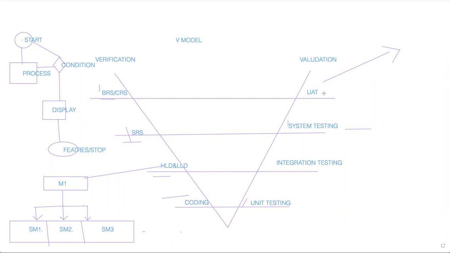So one side is the verification model and the other side is the validation model. Two things we should remember: verification should be performed before the software is ready, and validation will come into the picture once the software is ready. In verification we do a lot of reviews. Reviews mean checking how the documents look.